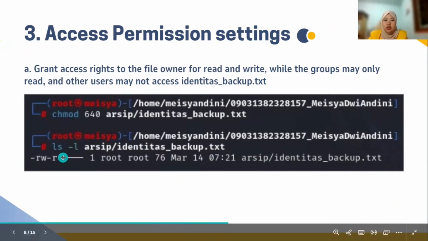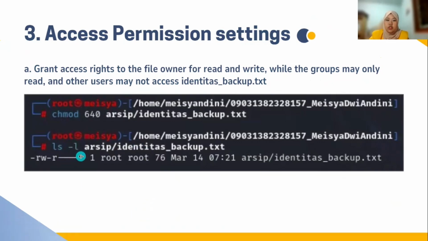And the ls -l command confirms this change by showing rw-r-----. This means only the file owner can read and modify the file. The group members can only read it, and all other users cannot access the file at all.